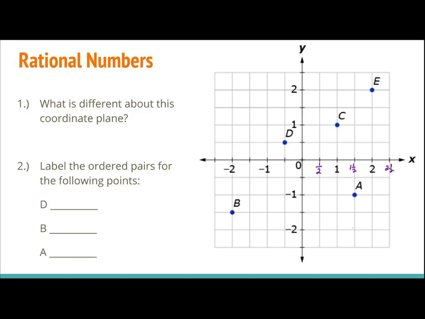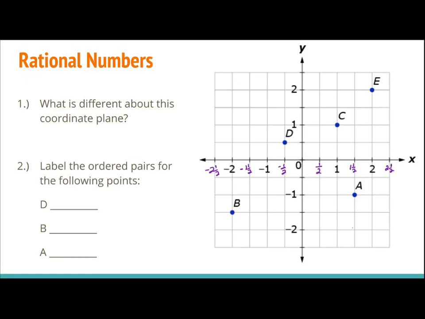And we can do this on the negative side as well. So we can have a negative 1/2 between 0 and negative 1. A negative 1 and 1/2 between negative 1 and negative 2. And then a negative 2 1/2. And I can do the same thing on my y-axis as I just did on my x-axis. Let's go ahead and label that.